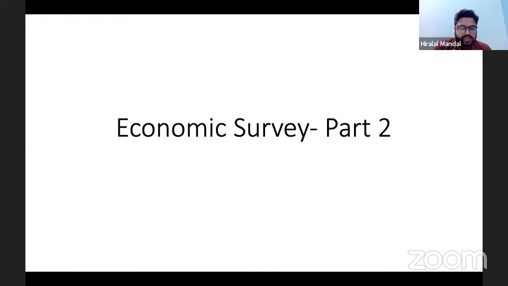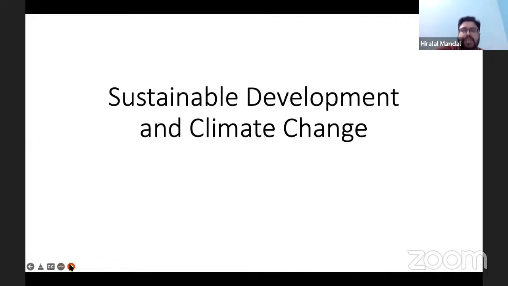So today we are going to discuss a few more chapters. We have already started our discussion on the Economic Survey. Now we will move on to a few more chapters, some of the important chapters that are left to discuss. We will discuss them today. So in this process, we will start our discussion with another chapter, Sustainable Development and Climate Change.